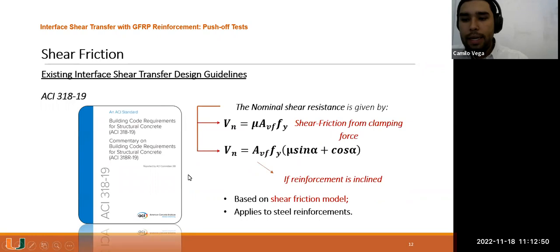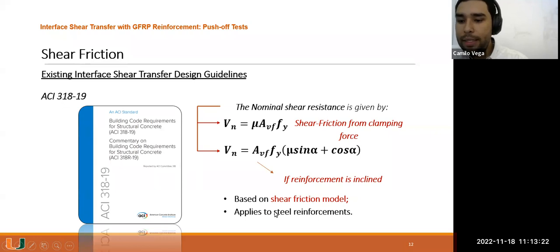Another code is the ACI 318. This code is based on the first model, the shear friction model. For that reason, you can see that the equation is simpler than the previous one that we saw in the AASHTO. It just considers the contribution of the reinforcement. So the clamping force is provided by the reinforcement in that equation. In this equation, we don't have a cohesion component. So it's a simpler equation.